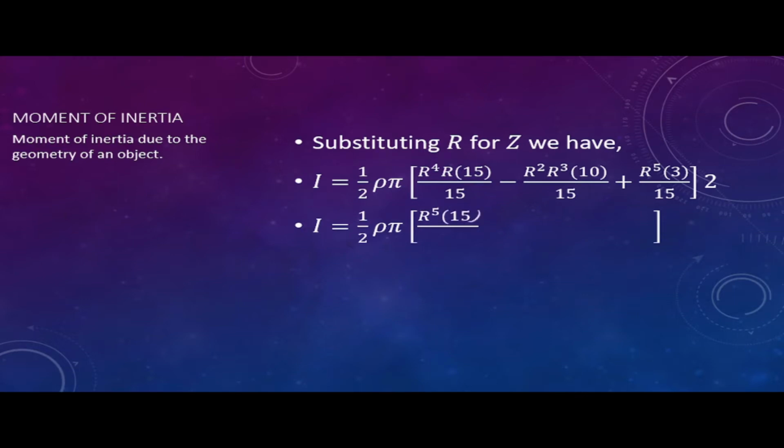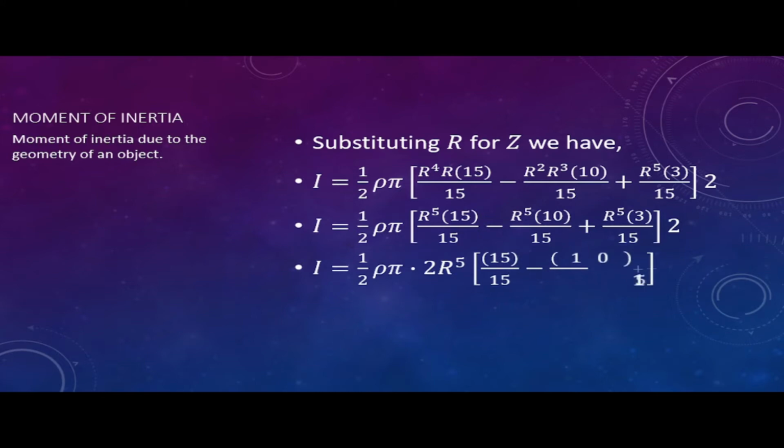r to the 5 times 15 over 15. Because we have to join these terms together using the common denominator, once we do that we will get 8 over 15. This is because of the rules in integration, and you can try to explore that. So you have 1/2 density times pi times 2r to the 5th power times 8 over 15.